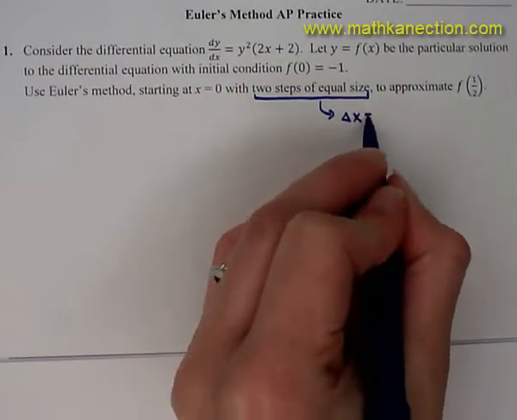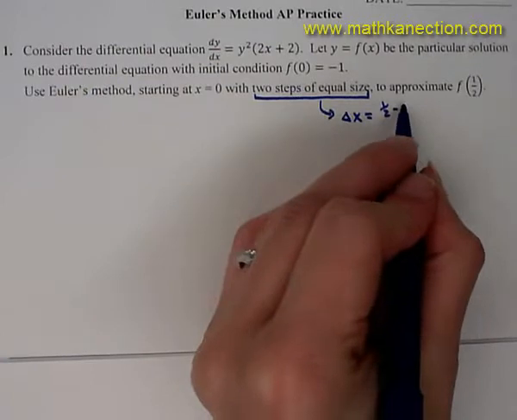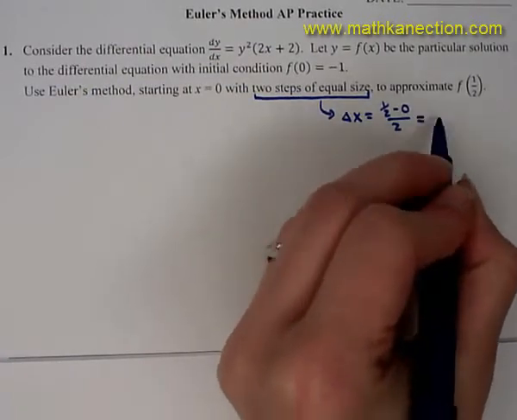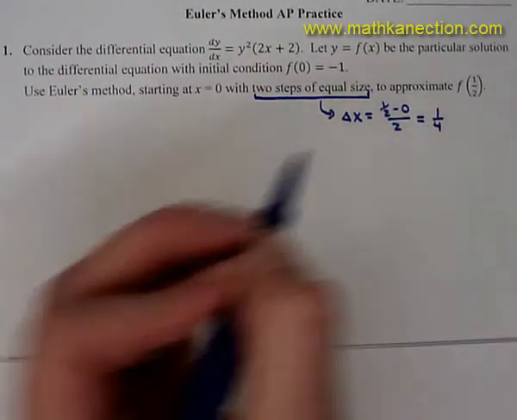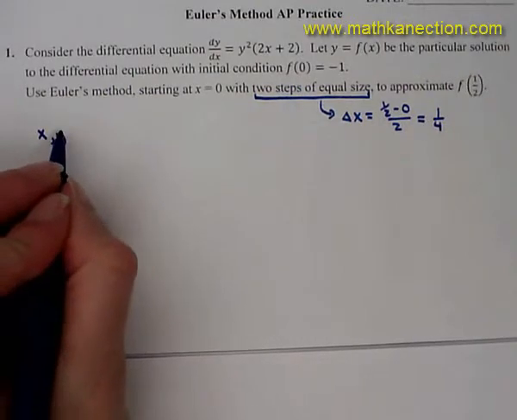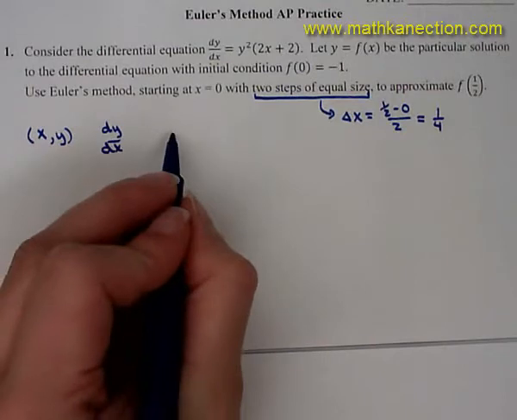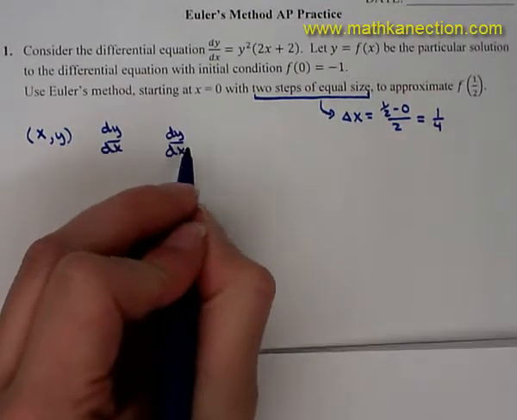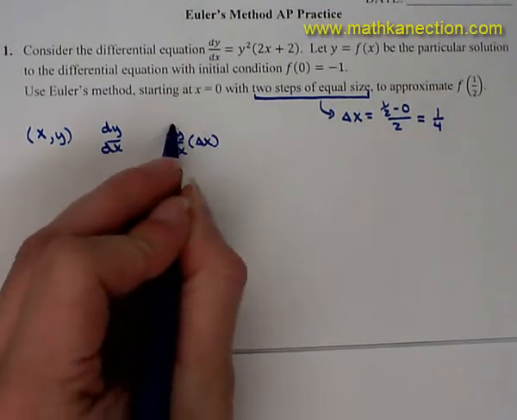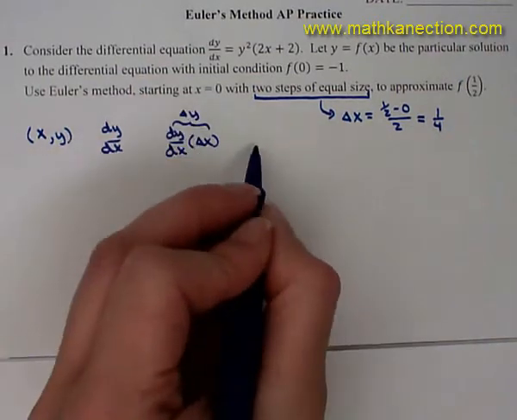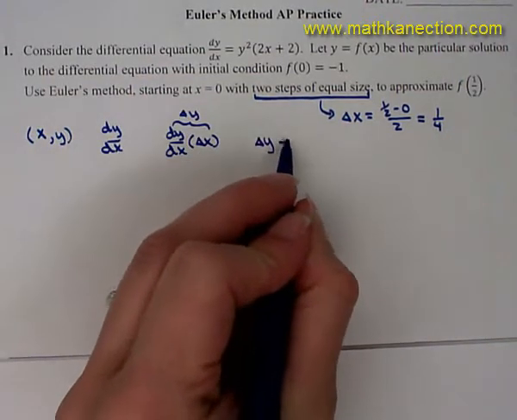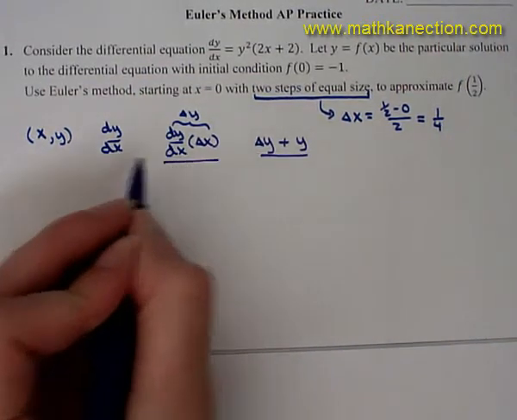So to practice some problems using Euler's method, we have two steps of equal size. So the delta x is equal to (b minus a) over n, with 2 being the n. So (1/2 minus 0) over 2 is equal to 1/4. Using a table of values to organize, we have x, y as our points, dy/dx multiplied by the delta x, which represents the delta y, and then delta y plus the y sub 1.